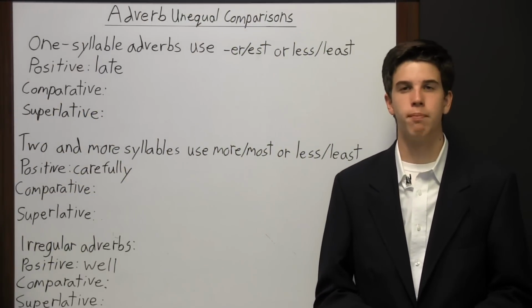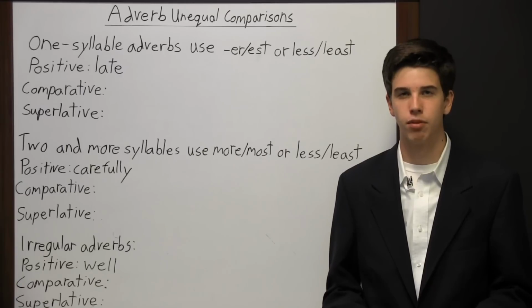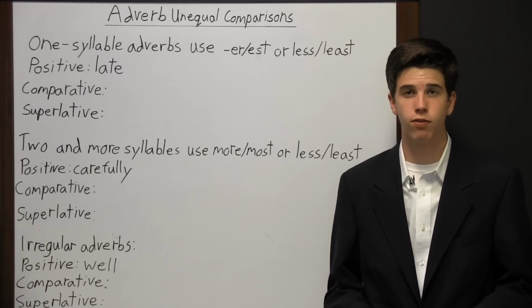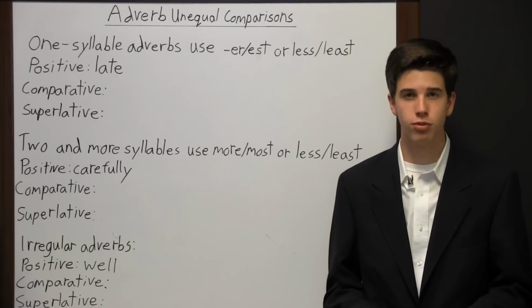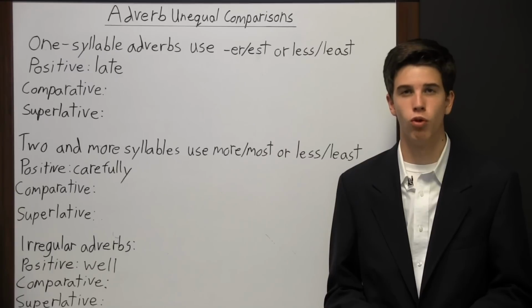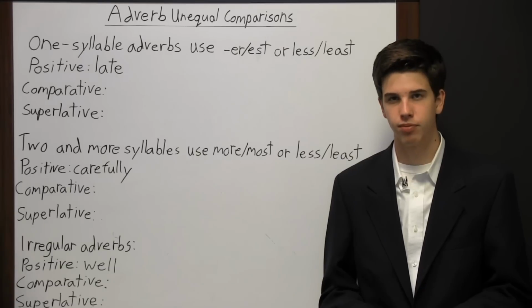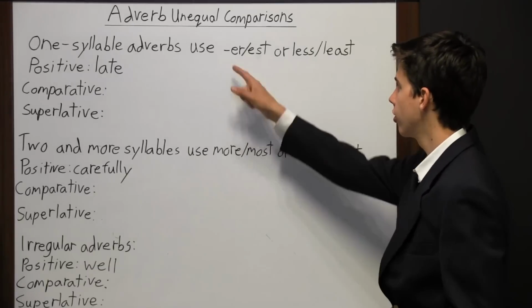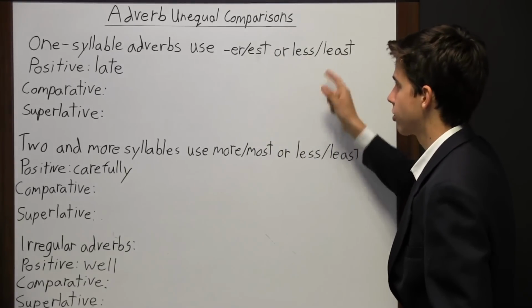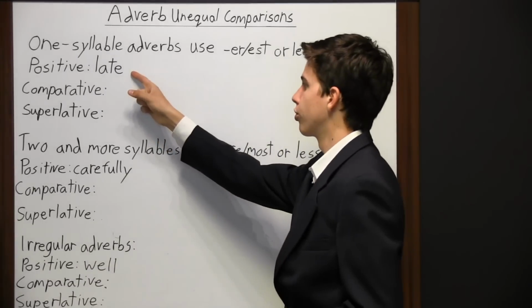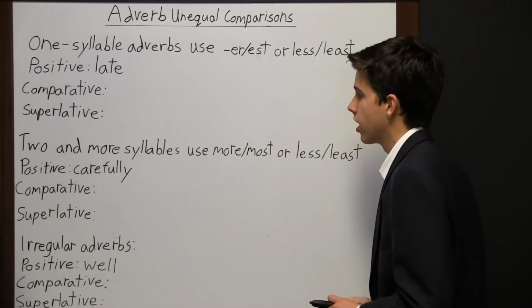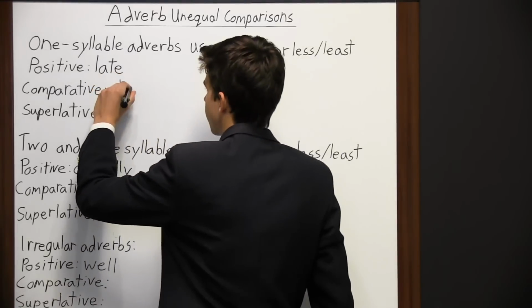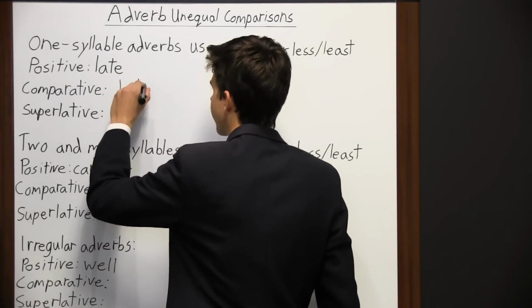Adverbs can be used to compare and contrast dissimilar actions. So the comparative form of a word is used to compare two actions, and the superlative form of a word is used to refer to one in a group of three or more that is the outstanding example of the action. So when we're dealing with one-syllable adverbs, we use the suffix er or est, or we use the words less or least. So say we have the word late. To get to the comparative form of the word late, we just add the suffix er to make it later.